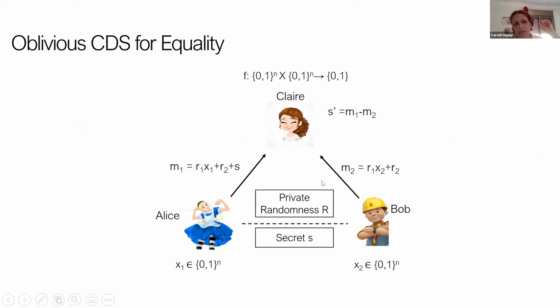And just as a taste, here is an example of oblivious CDS for equality. The parties can use their inputs X1 and X2 to create a 1-degree polynomial, where Alice can embed the secret in the polynomial. And the way they constructed polynomials, you can see that the secret can be extracted only if they have X1 equals X2.